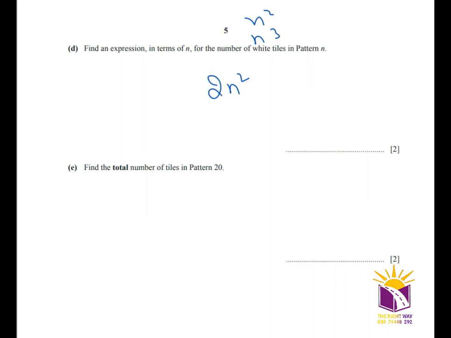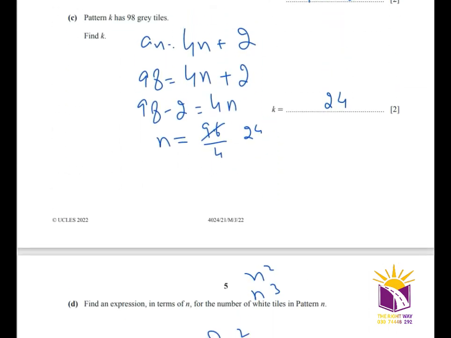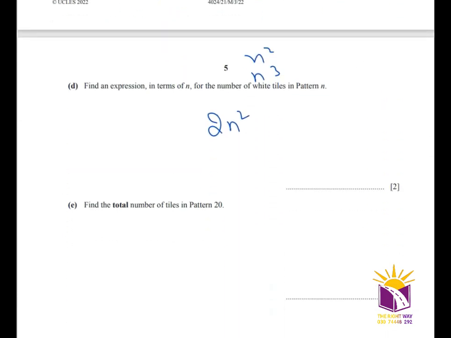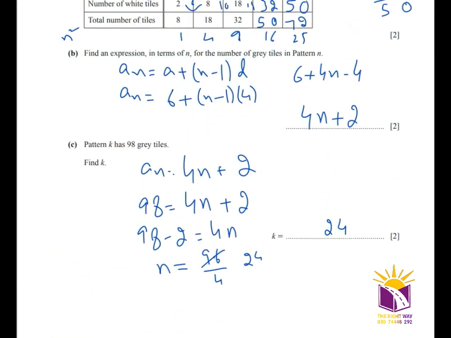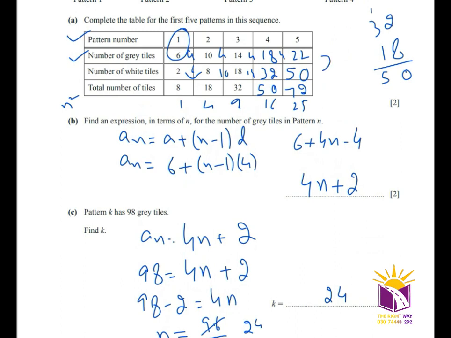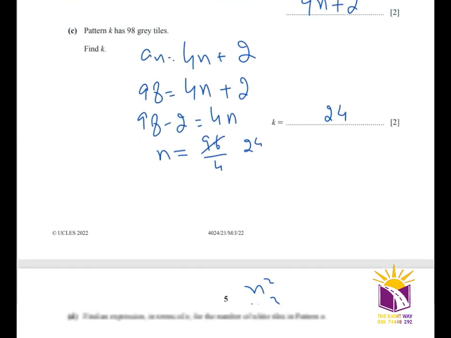For E, find the total number of tiles in pattern 20. Now the total number of tiles, or the nth term of the total number of tiles, will be equal to 4n plus 2 gray tiles plus the white tiles, which are 2n square. So this is the pattern for the total number of tiles, because in total number of tiles we are going to add these two, gray tiles and white tiles.